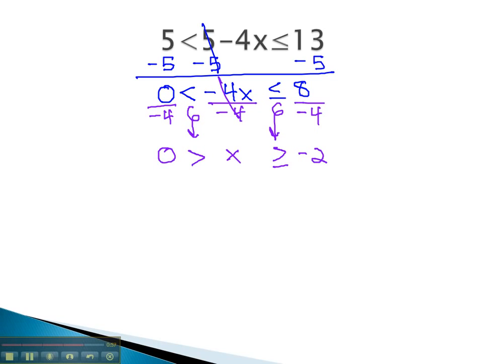To make this inequality more familiar, we might flip the whole thing over, so the inequality symbols open to the left. Negative 2 is less than or equal to x, which is less than 0. This will make it easier to graph.